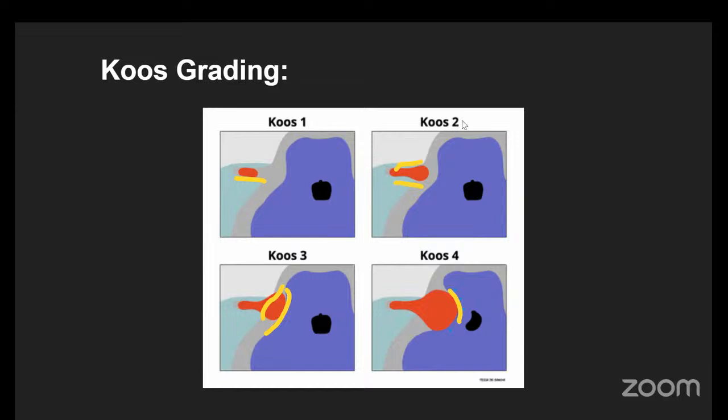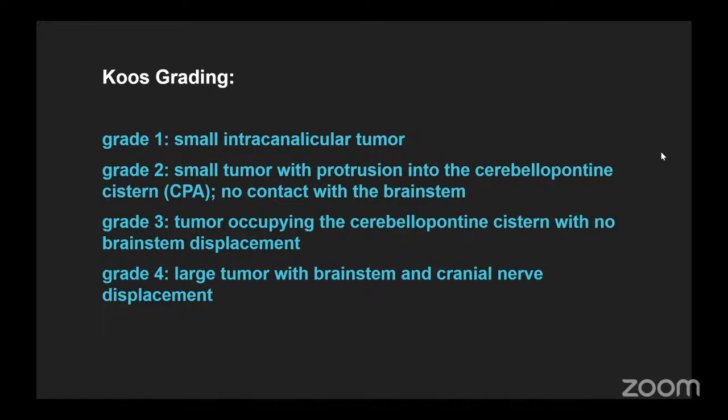Let's look at the theoretical Koos grading. Grade 1 is a small intracanalicular tumor. Grade 2 is a small tumor with protrusion into the CP angle cistern. There is no contact with the brainstem. Grade 3, the tumor completely occupies the CP angle cistern, but there is no brainstem displacement. Grade 4, this is a large tumor where you will see the displacement of brainstem and the distortion of cranial nerves. Then we come to the diagnostic evaluation.